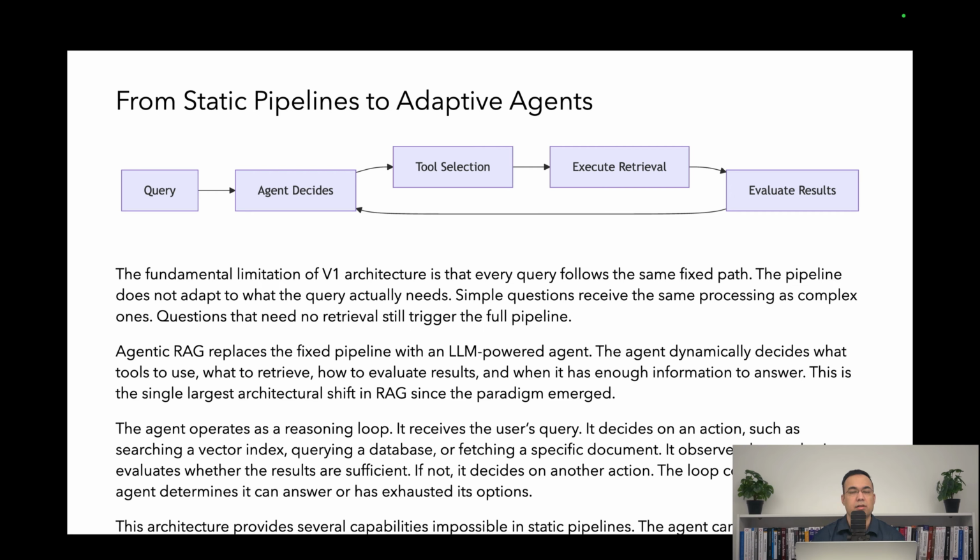The loop continues until the agent determines it can answer or has exhausted its options. This architecture provides capabilities impossible in static pipelines. The agent can reformulate queries based on the initial results. It can retrieve from multiple sources and synthesize. It can recognize when the retrieved context is insufficient and can try alternative approaches. It can then decide that no retrieval is needed for certain queries. The trade-off is complexity and cost. Each agent reasoning step is an LLM call. A query that required one LLM call in the static pipeline may require 3 or 5 calls in the agentic system. Latency and cost will increase proportionally here.